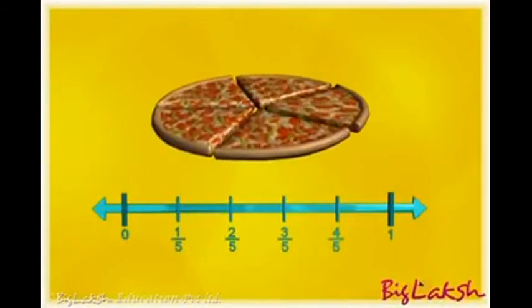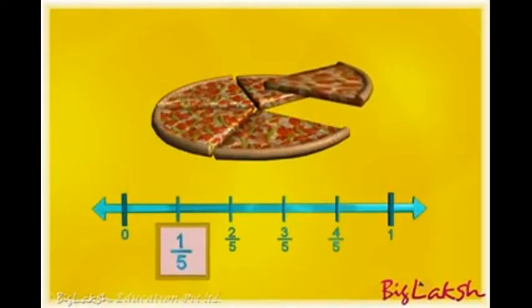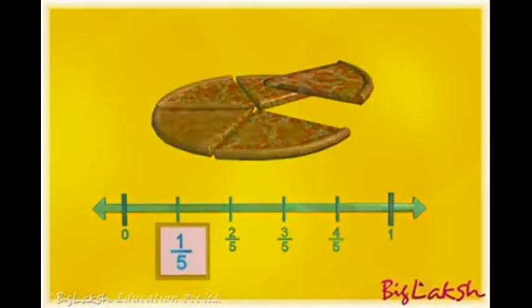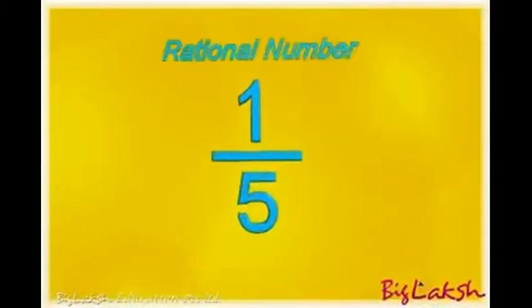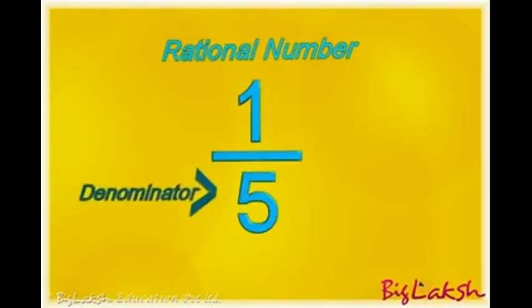Now you can see that the first division, that is 1/5, represents one piece of the pizza on the number line. Similarly, you can mark any rational number on the number line. An important point to note here is that in case of rational numbers, the denominator tells the number of equal parts in which the unit has been divided, whereas the numerator gives the number of considered parts of this unit.